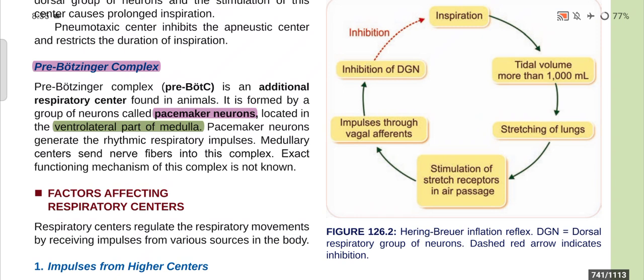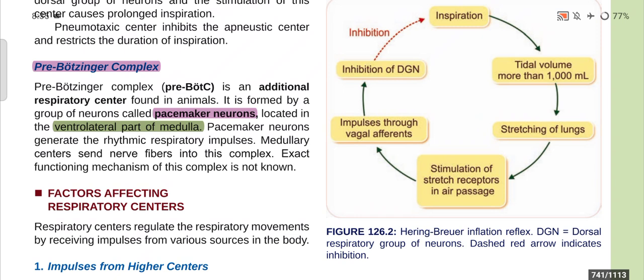Now, the pre-Bötzinger complex. The pre-Bötzinger complex is an additional respiratory center which is found in animals. It is formed by a group of neurons called pacemaker neurons, located in the ventrolateral part of the medulla. Pacemaker neurons generate rhythmic impulses to the respiratory muscles, and medullary centers send nerve fibers into this complex. The exact functional mechanism of this complex is not known to date.